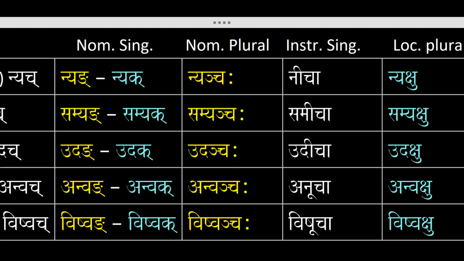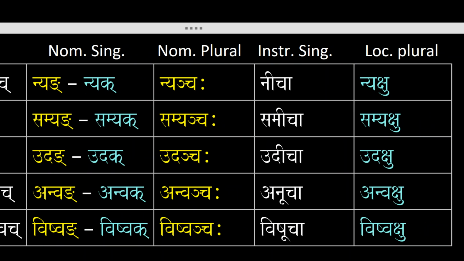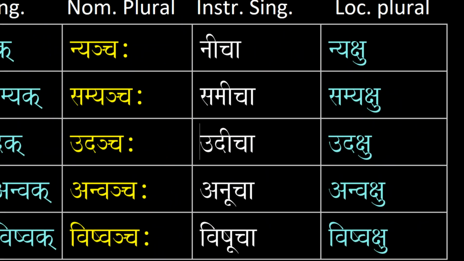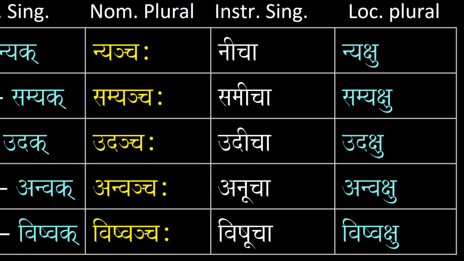And then for locative plural, we have the middle stem. So we have nyakshu, samyakshu, udakshu, anvakshu, and vishwakshu.